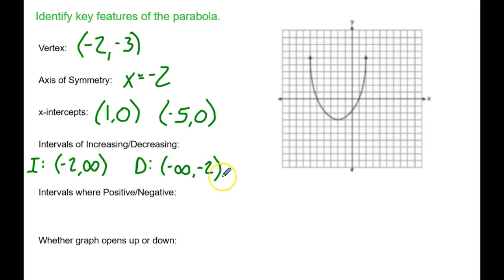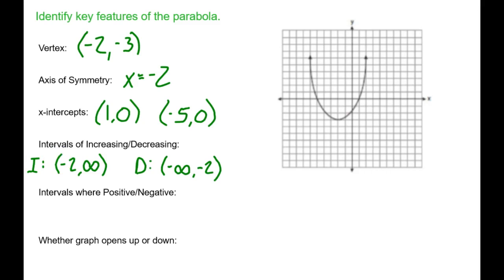And we're going to use parentheses on these endpoints. You always use parentheses on infinity and -infinity. We're going to use parentheses on -2 as well, because at -2, the function is neither increasing or decreasing. It's kind of a stalemate. That's a turning point. So we're going to use parentheses on those endpoints.